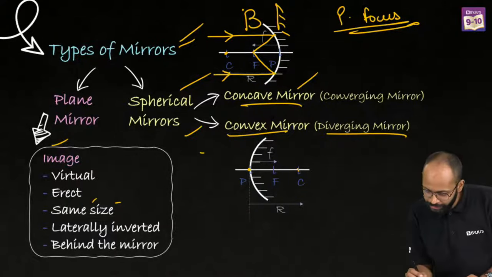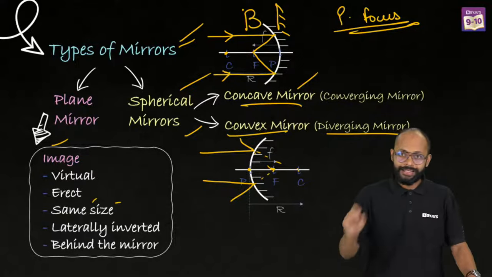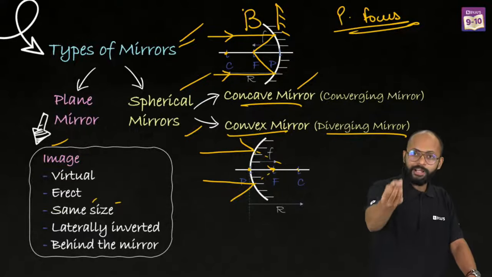Sir, why? Because light falls on this mirror, reflects back, and that's how you have to trace it to make sure it meets at the point behind the mirror. Okay, that is called as virtual focus. Convex mirror makes virtual image.